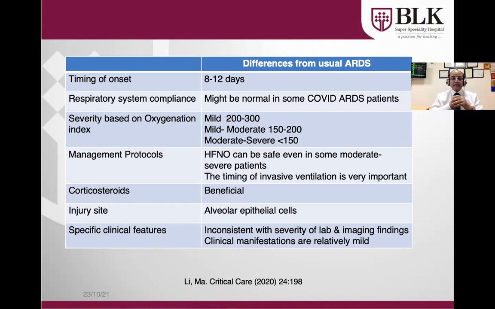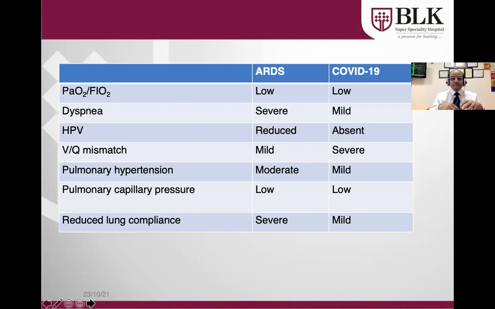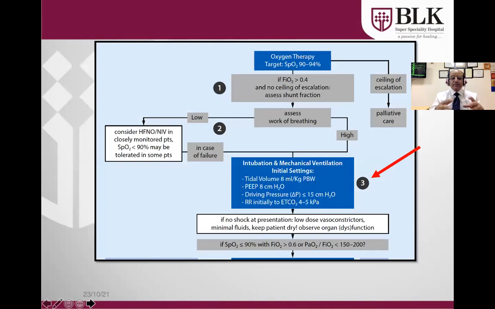And then, if you look at PF ratio, it could be low in some patients of COVID-19. Dyspnea could be mild. HPV could be absent. VQ mismatch could be very severe. Pulmonary hypertension could be mild. Lung compliance could be mild. So people have suggested some algorithm here.